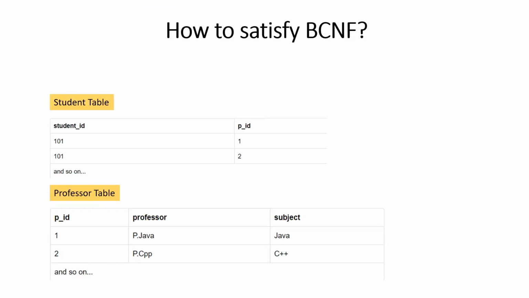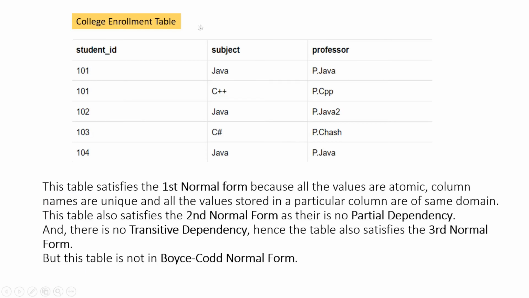Okay, how to satisfy BCNF? Before this, why is this table not in BCNF? In the table above, student ID and subject form the primary key, which means the subject column is a prime attribute, but there is one more dependency. Professor depends on the subject column. And while subject is a prime attribute, professor is a non-prime attribute, which is not allowed by BCNF.